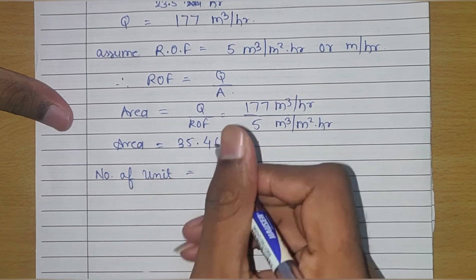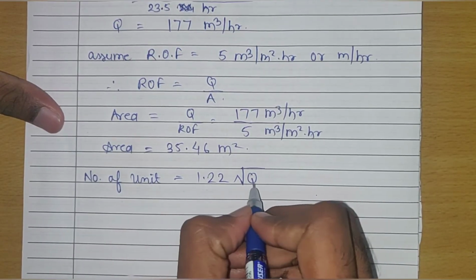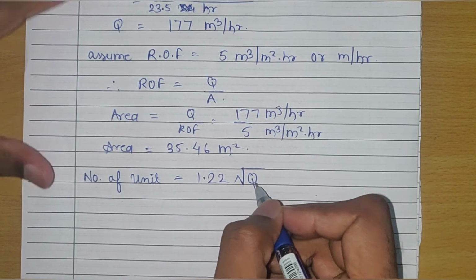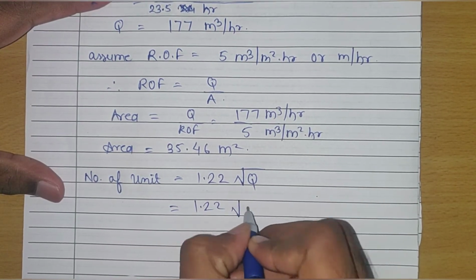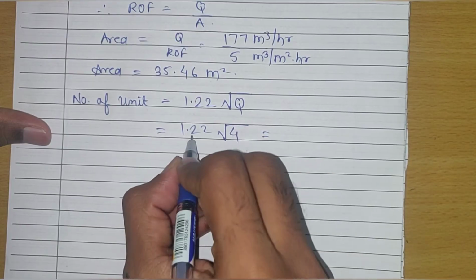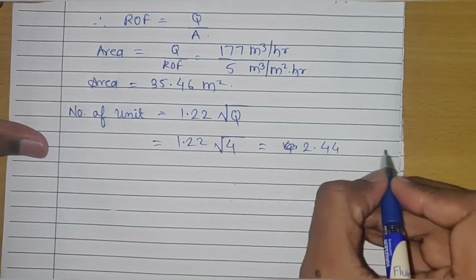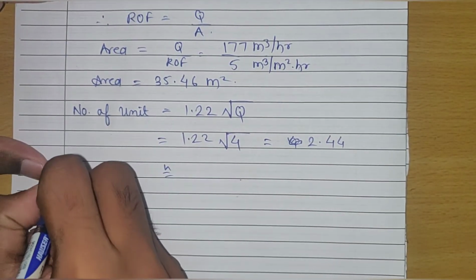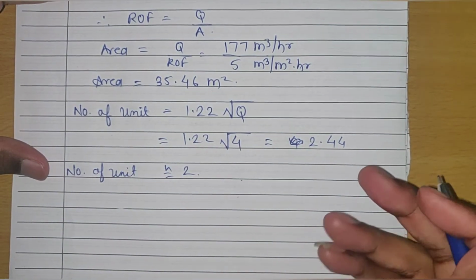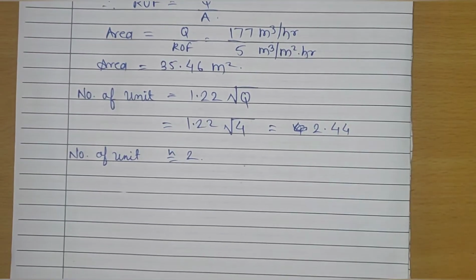So number of units can be calculated by using the empirical formula 1.22 under root of Q. Here the value of Q is in MLD, and we have the value of Q as 4 MLD. So square root of 4 is 2, and it will be 2.44 numbers. Okay, so I will take the number of units as 2. You can also take 3. There is no problem in taking 3, or there is no problem in taking 2. Okay, so this is the number of units.